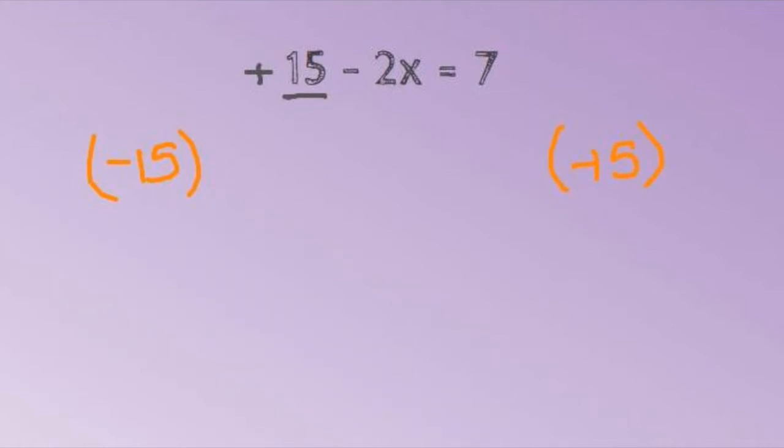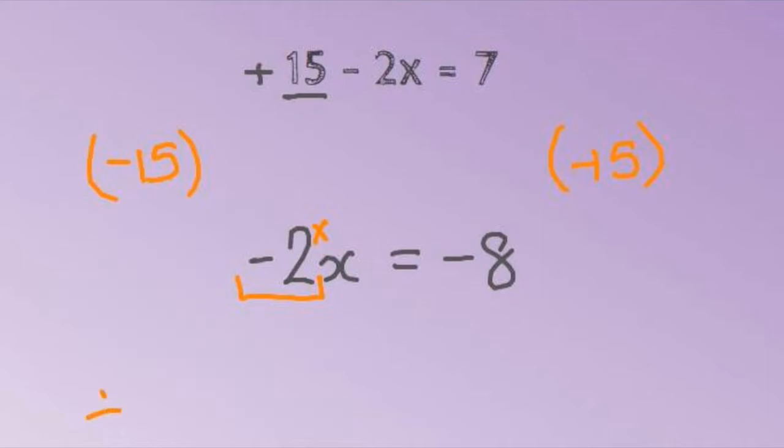So on the left-hand side, we are left with minus 2x. And on the right-hand side, 7 take away 15 is minus 8. Now I need to get rid of this negative 2. Okay, so we've got negative 2 times x. So the opposite of timesing is dividing. So I'm going to divide by negative 2.